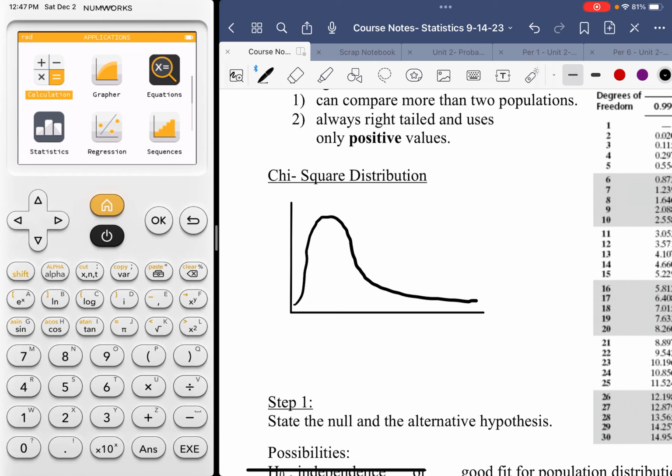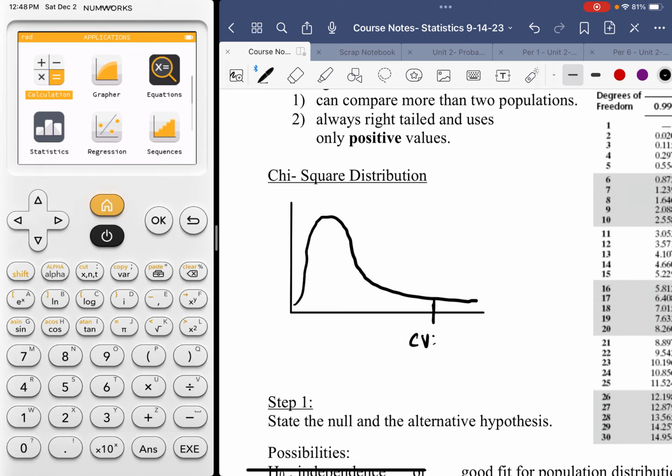It's most closely associated with a skewed distribution. There are some chi-square distributions that are more symmetric. It's just we kind of go with the poster child of the chi-square distribution, which is something that's heavily skewed to the right.